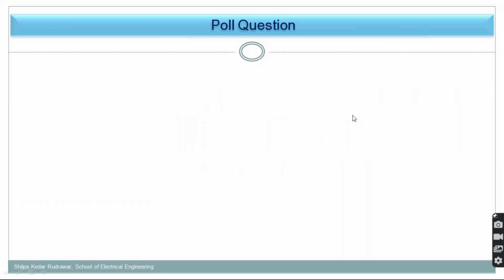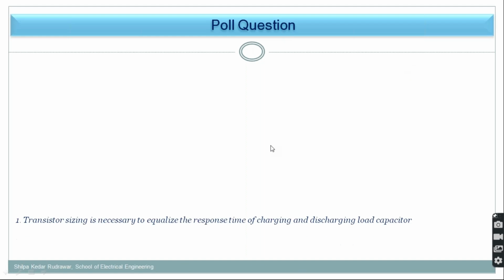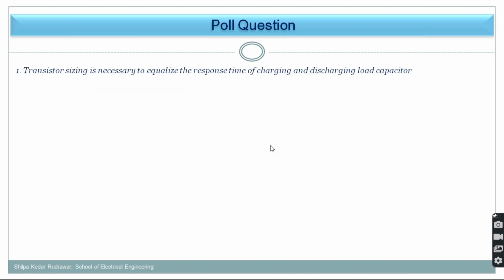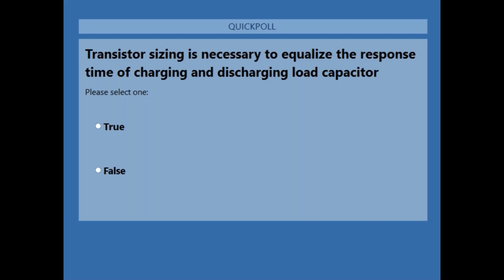If not, okay. So before going to that, I am going for the poll questions. So be ready for the poll question. Transistor sizing is necessary to equalize the response time of charging and discharging of the load capacitor. So why do we need to size the transistor? Because I told you I want the capacitor to be charged and discharged at the same time. So I'm closing this poll within 5 seconds.